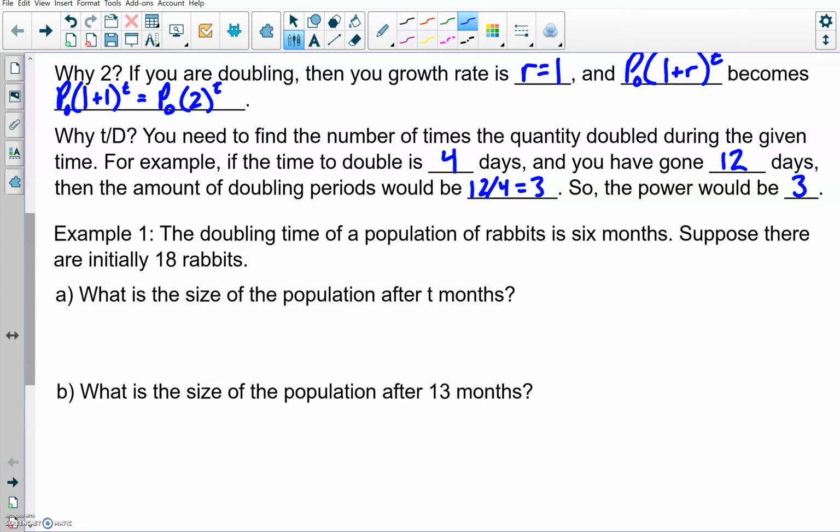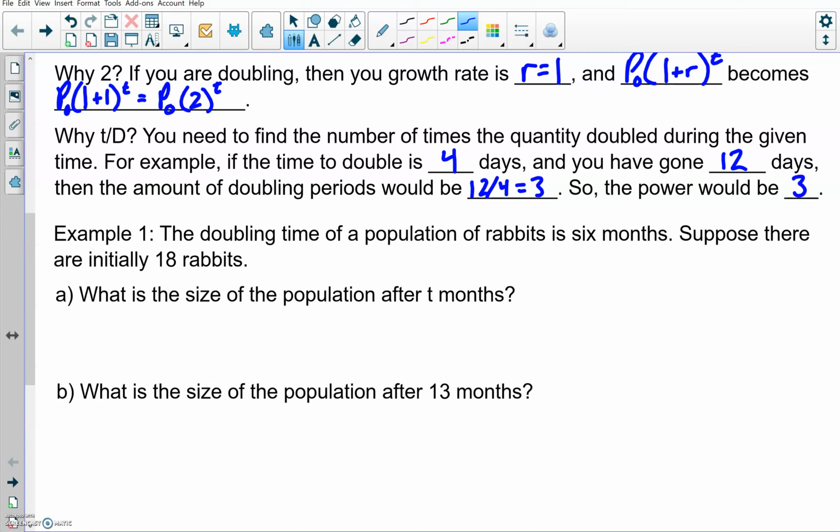So first example here, the doubling time of a population of rabbits is 6 months. Suppose there are initially 18 rabbits. Part A, what is the size of the population after T months? So they just want some general formula for this, and with this, we don't have to write the whole P of T. One thing I've noticed with the derivatives, unless they say write an equation for this, they usually just want the right side of that form.